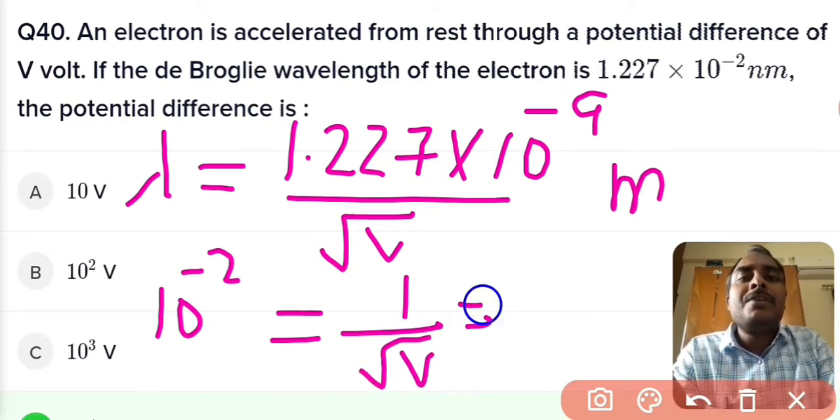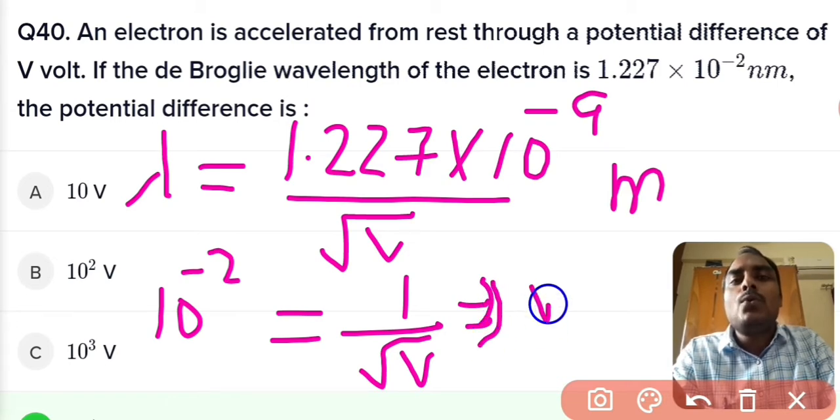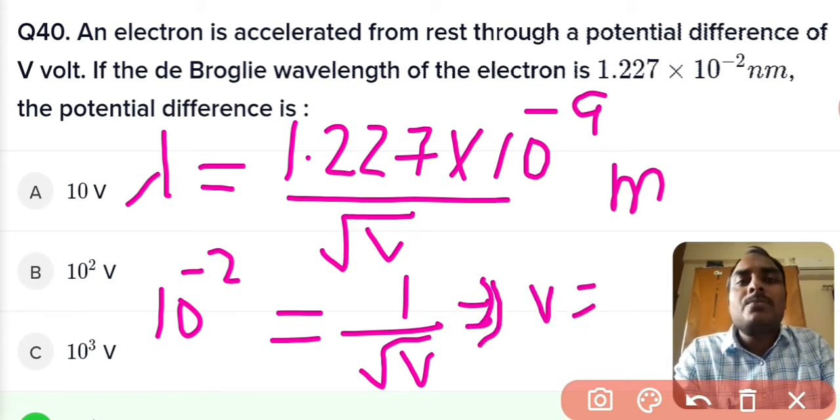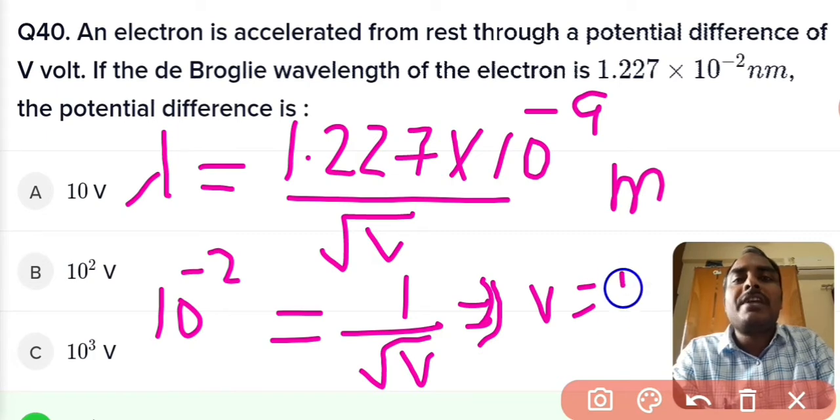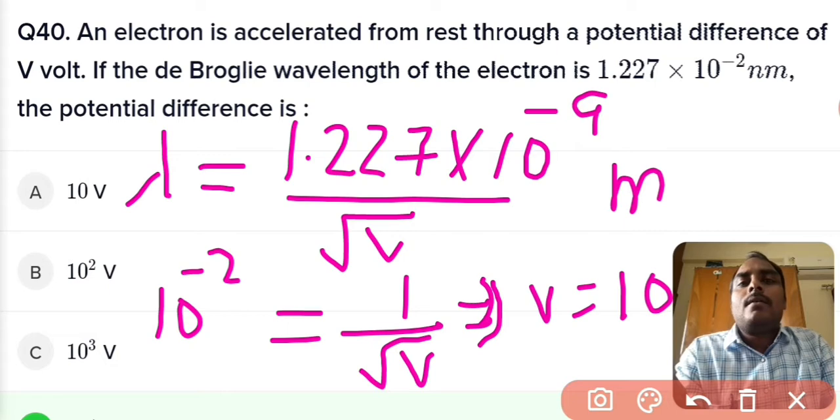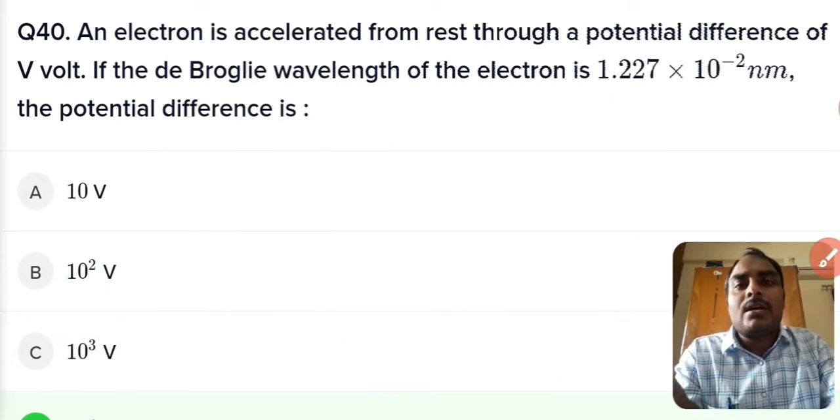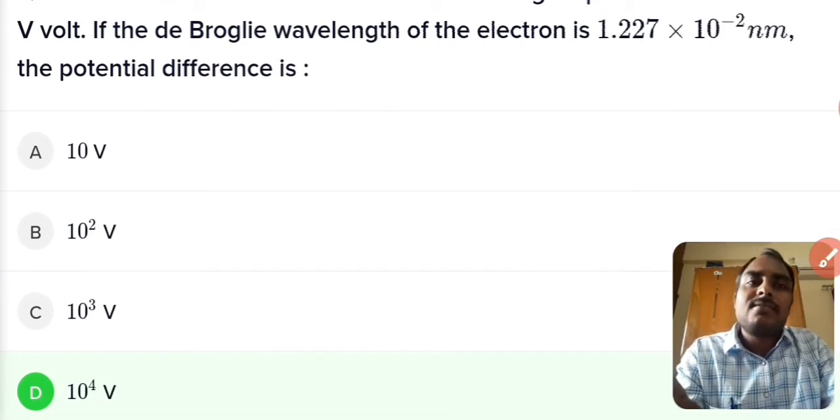Then root V will go to left side, root V equal to 10 power minus 2 comes up, 10 power plus 2. V can be written 10 power plus 2 whole square, 10 power 4 it becomes. So 10 power 4 is the correct answer. Now option D is the correct answer.